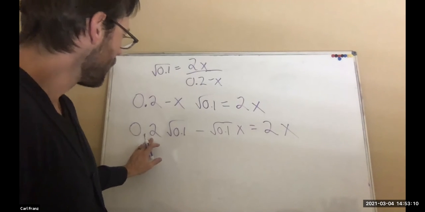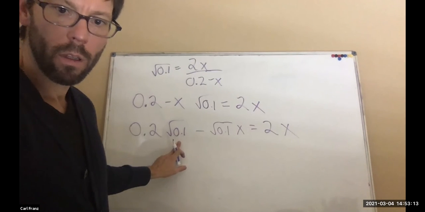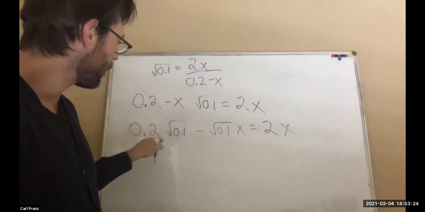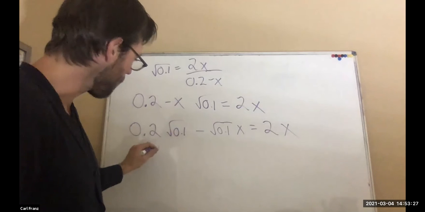I did the 0.2 times the square root of 0.1 and got an answer. Should I just leave it as that for now? You took 0.2 times the square root of 0.1, and then I ended up with 0.0632. But should I just leave it as the square root of 0.1 for now? Oh, no, that's fine. So when you take 0.2 times the square root of 0.1, what did you get again?